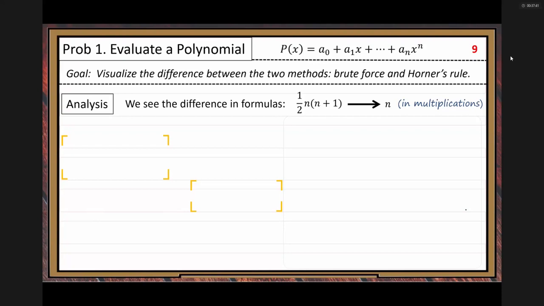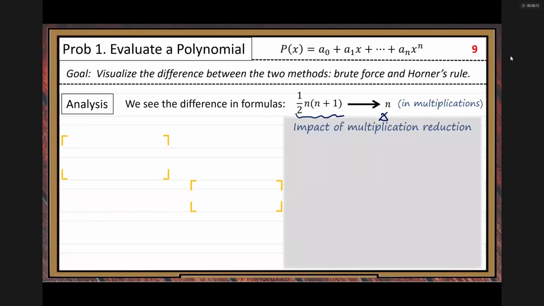Remember Amdahl's law, which I mentioned last time. When we do an improvement on a system, we should focus on the common part. Multiplication is the more common part. Here, we focus on the common part. The improvement is from this many multiplications to just n multiplications.